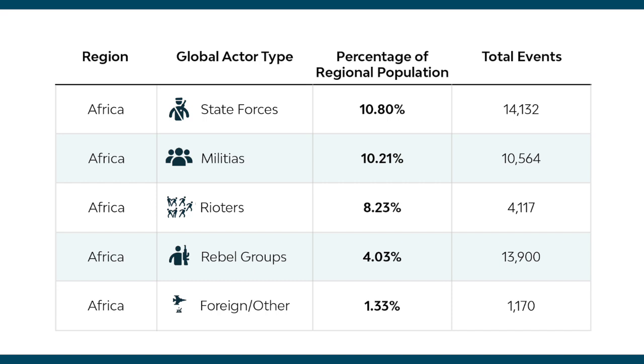And so what you can see here is, of course, that rebel groups are highly clustered in particular countries, but militias and rioters and to some degree state forces, although they can certainly be fighting any one of these groups, militias and rioters are really on the rise. They are proliferating, and they are much more of an immediate security threat to African populations. Next, please.